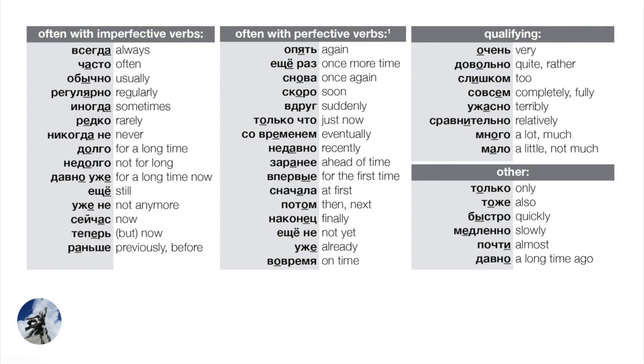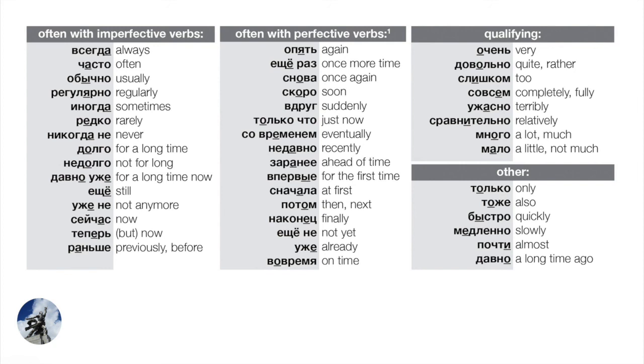Еще раз, still time, right? Still once, meaning one more time. Снова, скоро, вдруг, только что, right? Just now, meaning something's just happened. Только что. Со временем, meaning literally with time or eventually. Недавно, recently, not long ago. Заранее, впервые, for the first time, that's a useful one.